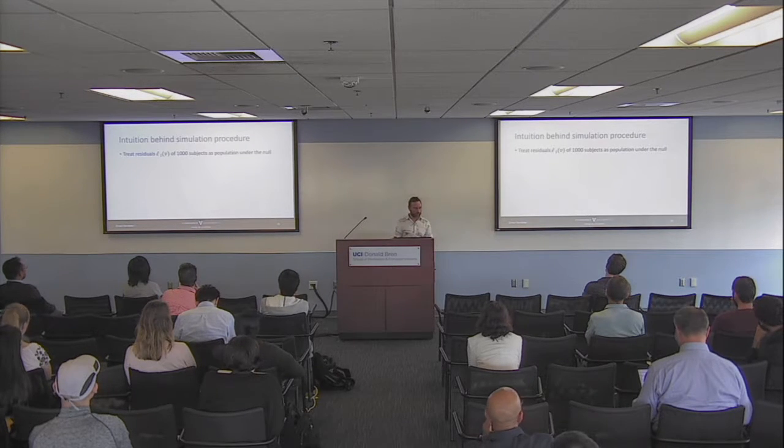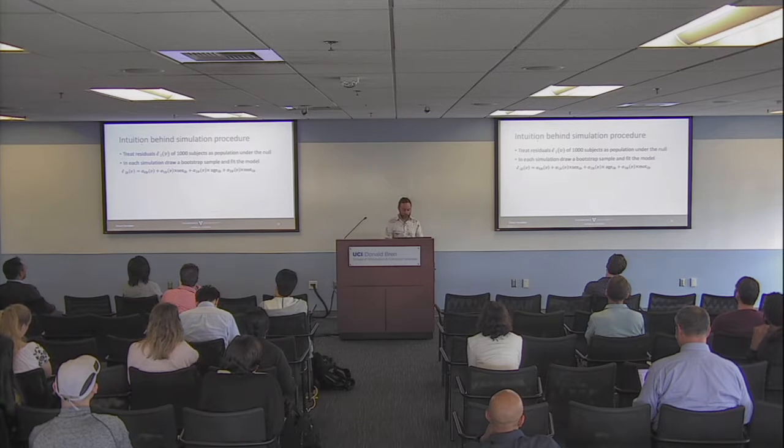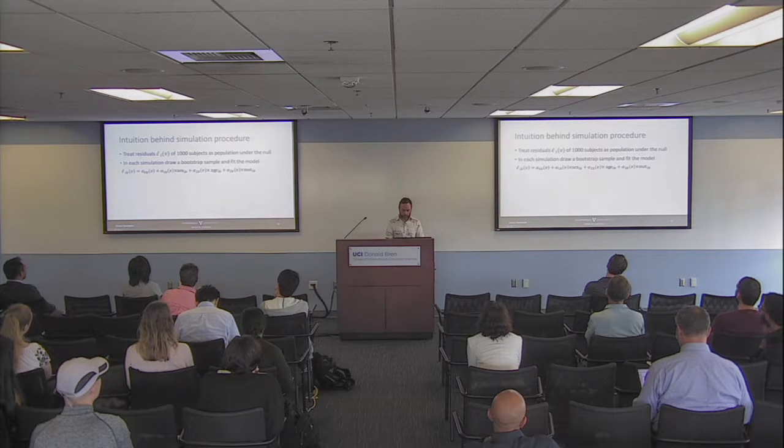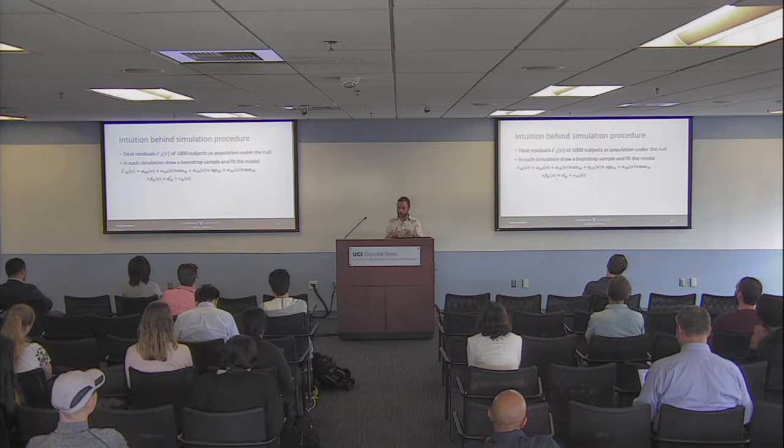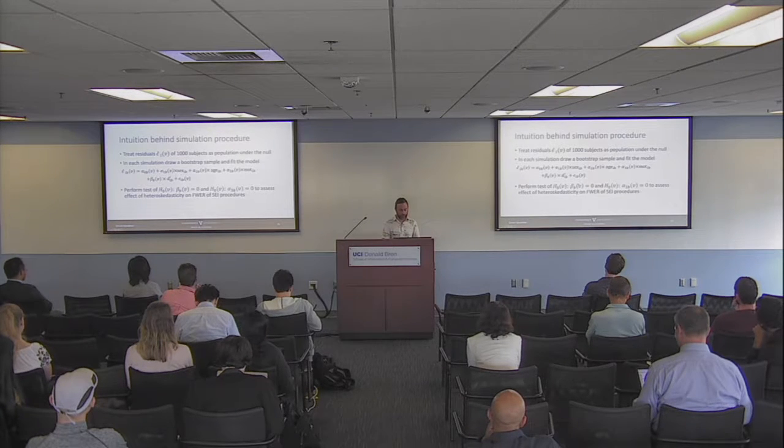The intuition here is we treat the residuals from the 1,000 subjects as our true population under the null. In each simulation, we draw a bootstrap sample and fit the following model. We fit the residuals that we bootstrapped from our collection of residual images as a function of these covariates, and then again, our covariate of interest here. But now we know the mean of all these parameters should be 0 because we've removed the effect of those covariates. So within each bootstrap simulation we perform the test that the parameter is equal to 0 for the d prime covariate, and I'm also going to show you the results for the motion covariate as well.